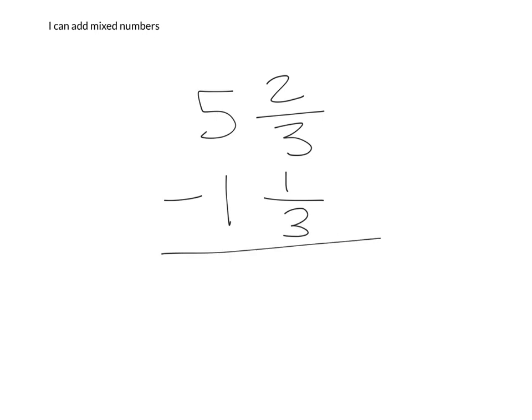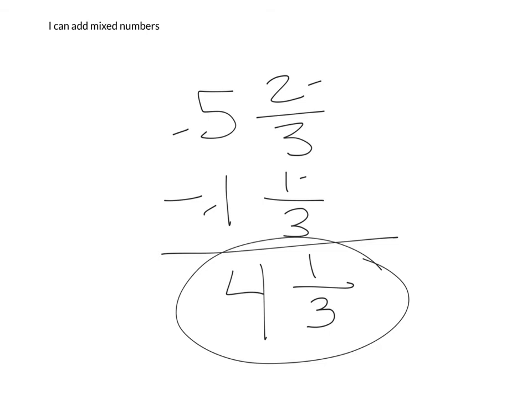Let's try a subtraction problem with mixed numbers. Say we have 5 2/3 minus 1 1/3. First, I start with my fractions. 2 minus 1 is 1. My denominator stays the same. And then I move on to my whole numbers. 5 minus 1 is 4. My answer is 4 1/3.